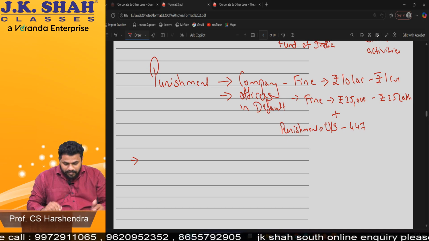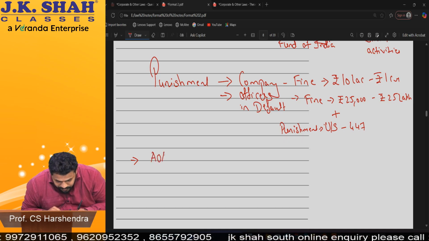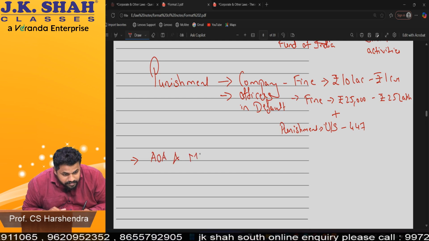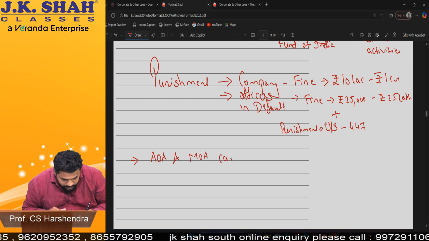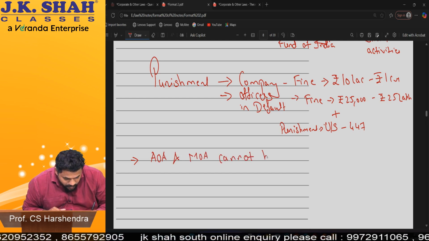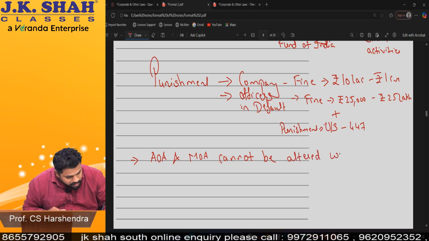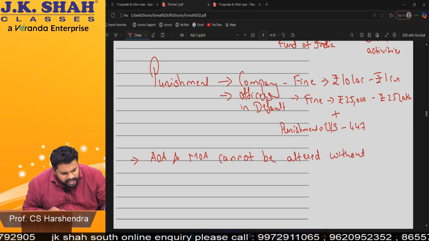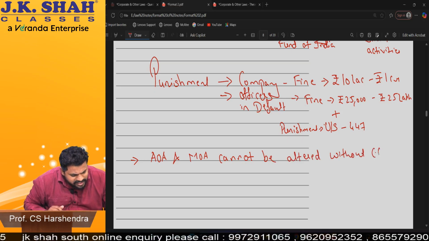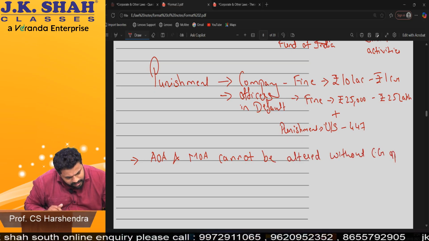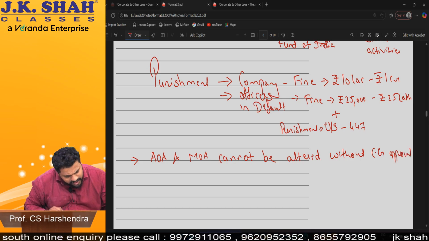Am I clear with this? So AOA and MOA cannot be altered without CG approval, beta. CG means what, beta? Central government, not Chandigarh. You'll be like, sir, why is Chandigarh written here?